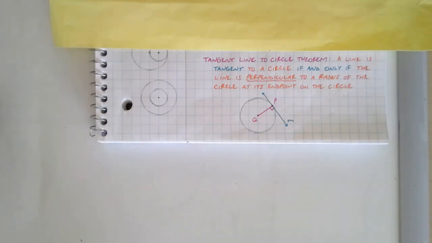All right, so formally, the definition says, tangent line to a circle theorem. A line is tangent to a circle if and only if, I'll come back to that phrase in a second, if and only if the line is perpendicular to a radius of the circle at its endpoint on the circle. So that's a very dense definition. Part of the reason why I'm not going to expect you to memorize it. But here's the punchline of it.